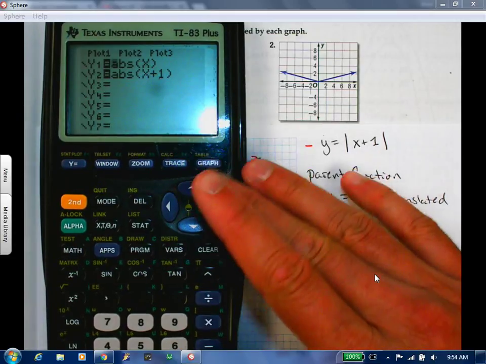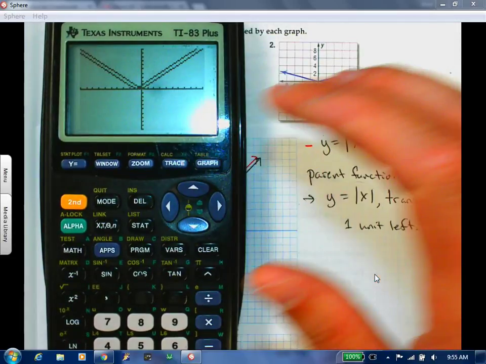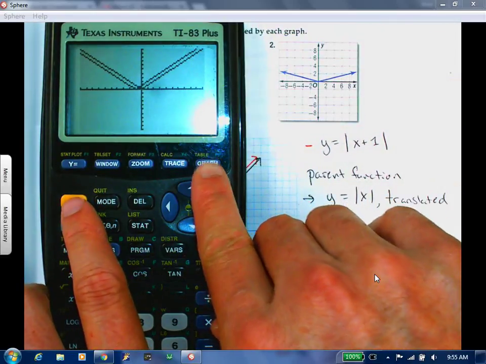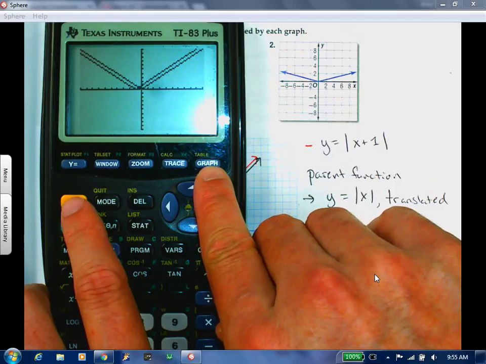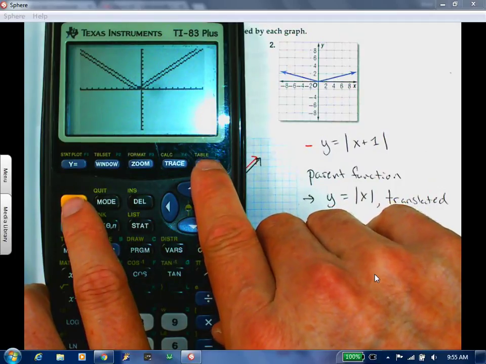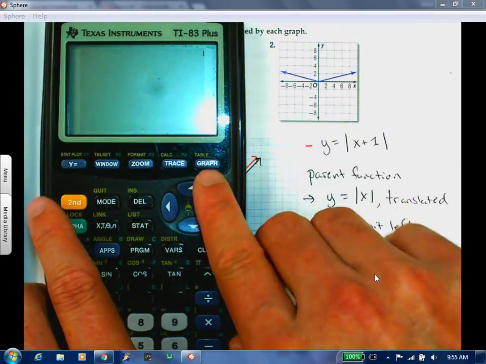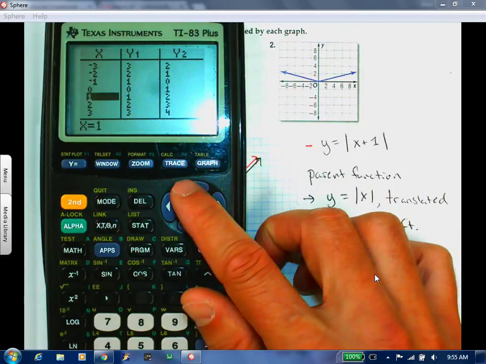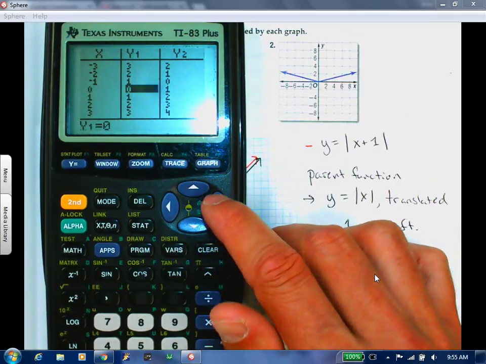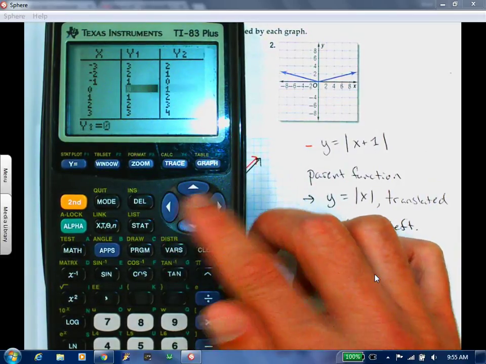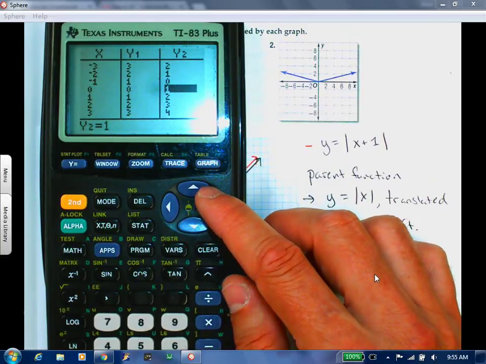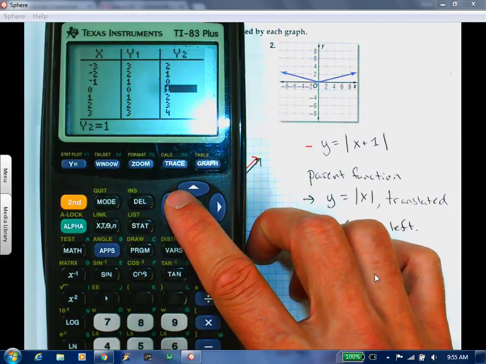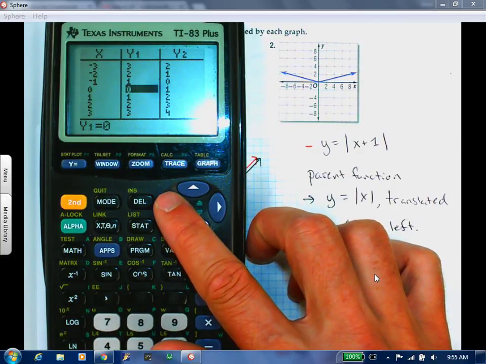If you want your table of values, you have to go to your table. Okay? Table is second graph. Notice it's above the graph button. If I go second graph, that takes me to a table of values, and it shows me my x value and then what my 2 y values would be. So y1 was my parent function, y2 was the translated function. Okay. So you can graph them using your ordered pairs as well.